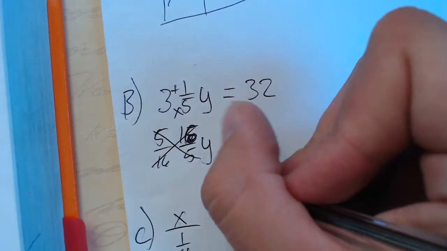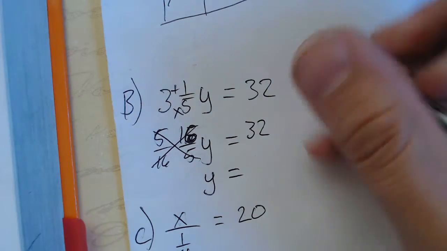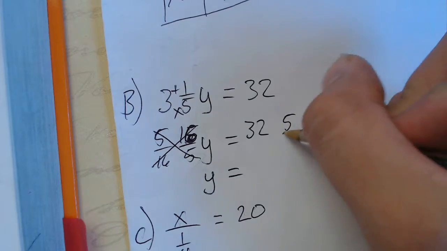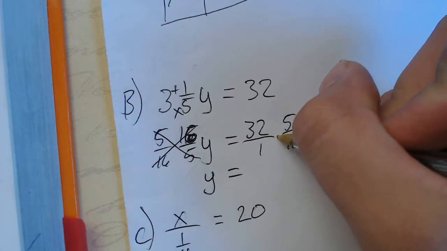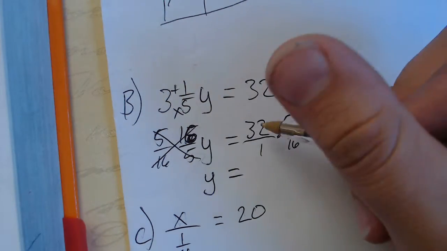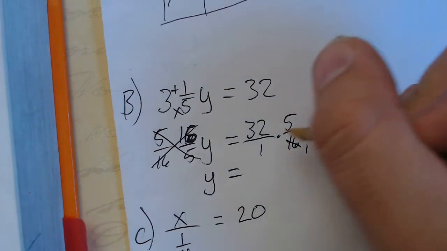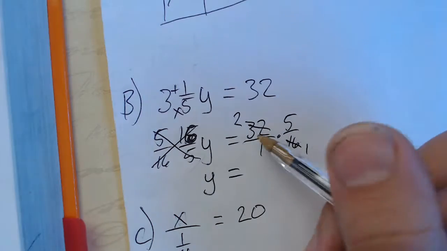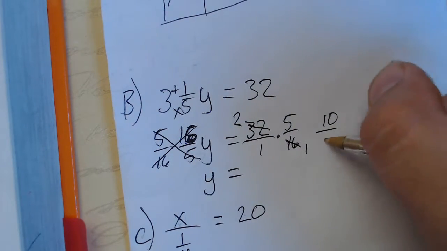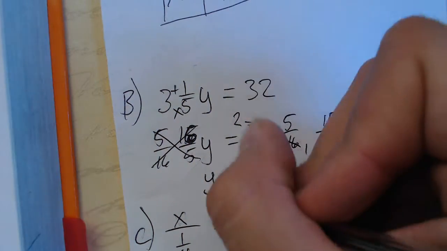From here, we use our multiplicative property, and we multiply by the inverse of 5/16. Those cancel, and then we're just left with y. Then we take 32 and we multiply it by 5/16. Take 32, put it over 1. Here we should be able to realize that 16 and 32 can reduce, and 16 actually goes in 32 2 times. So then we get 2 times 5, which gives us 10 over 1. So y is equal to 10.